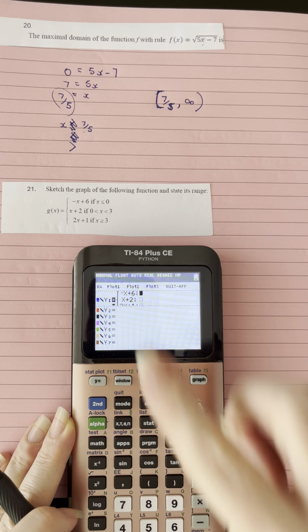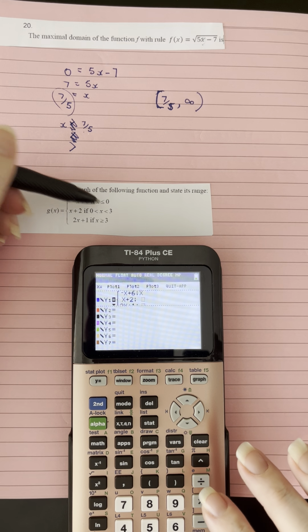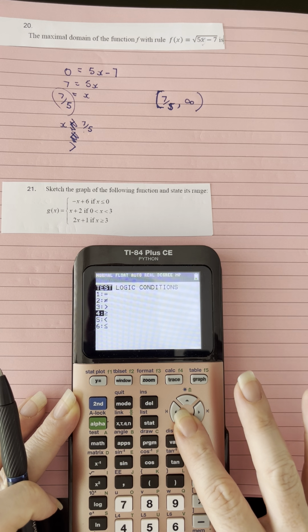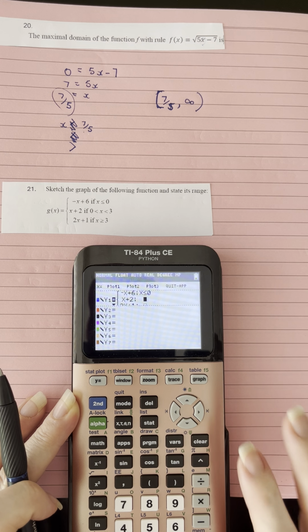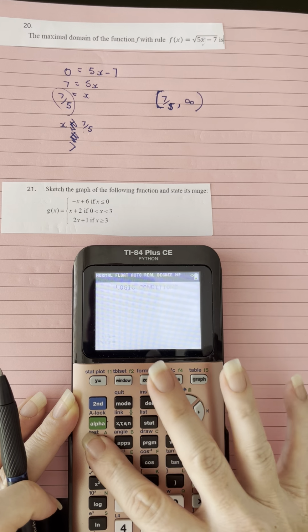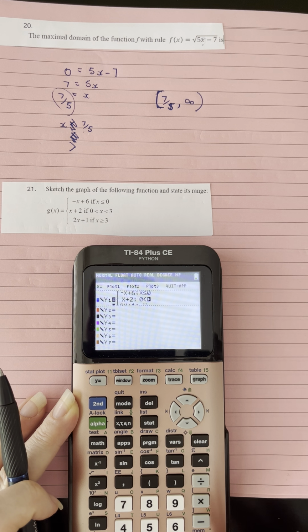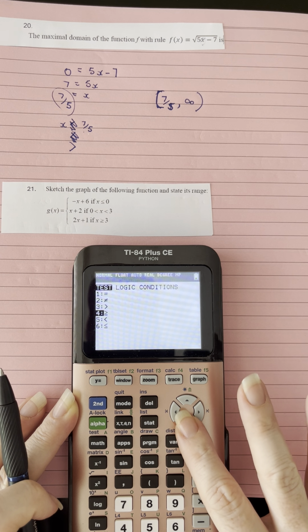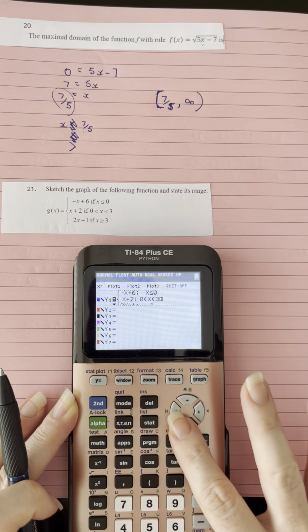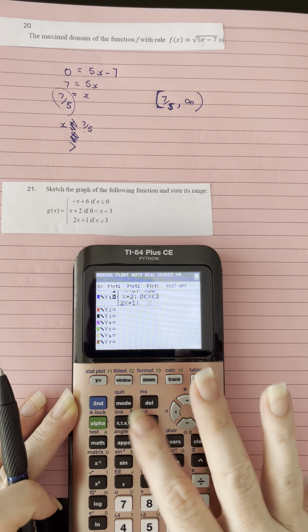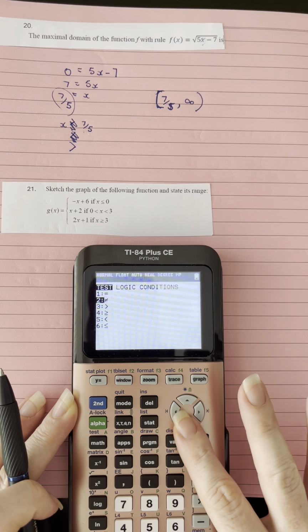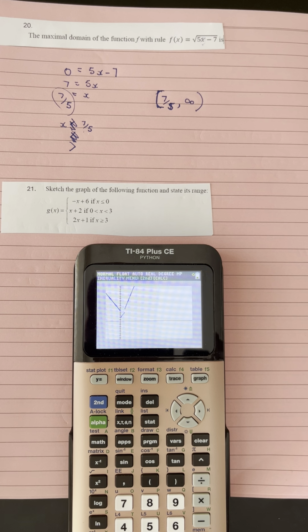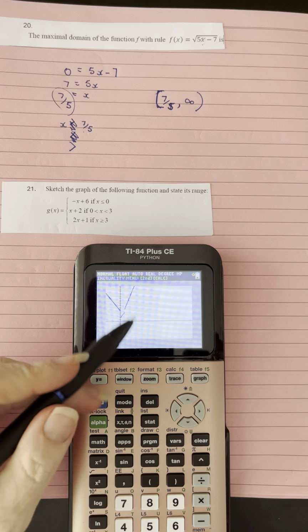And then we've got when x is less than or equal to 0, so that second math one goes in there, and then we've got between 0 and 3, and then we've got when x is greater than or equal to 3. And so that will then graph that function in those pieces for us. So it's got those 3 pieces there.